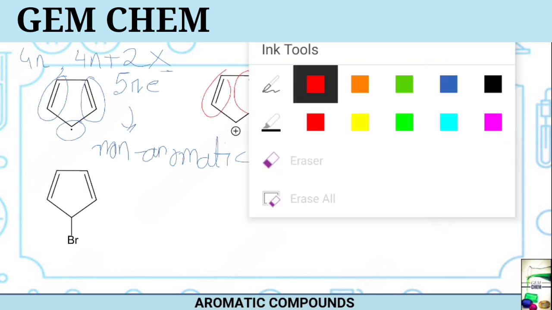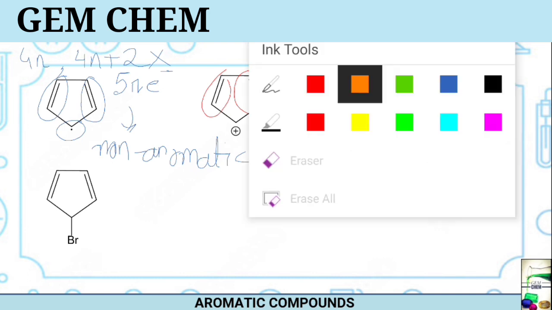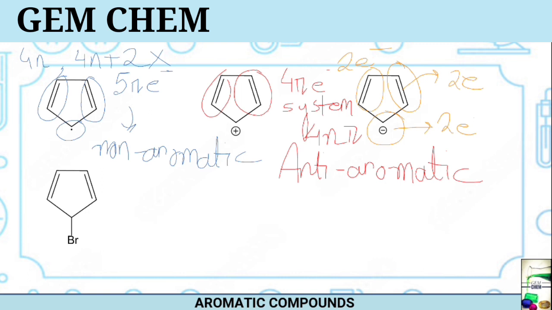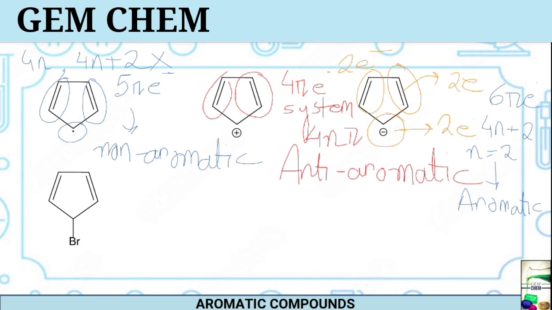Now try the next one. Here are 2 electrons, here are 2 electrons, and here are 2 electrons. So tell, what kind of moiety is this? The total number of electrons present is 6 pi electrons. As a result, it comes with 4n plus 2, where n is 1, and this compound is an aromatic compound, right?